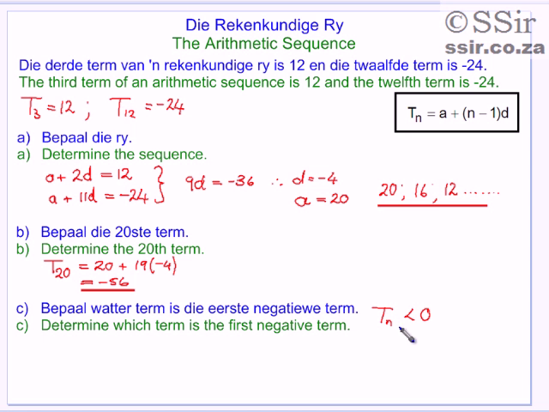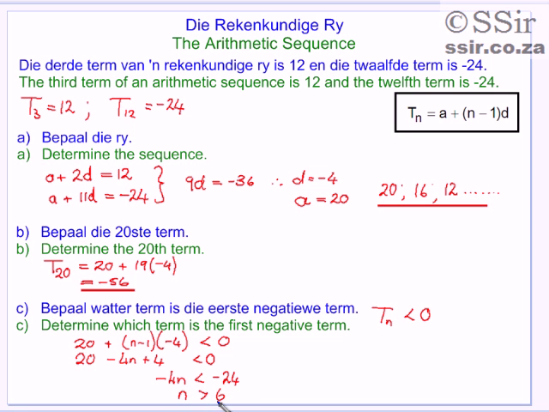Why will we get terms that are smaller than 0? Well, because d is negative, and if you look at this sequence, you can see that the terms become smaller and smaller. To calculate Tn then, I use the formula above, and a is 20, n is the unknown value that I'm looking for, and d is minus 4. In solving this inequality, you must remember in this step that we are dividing by a negative value, a negative 4, and then our inequality sign must swap around.